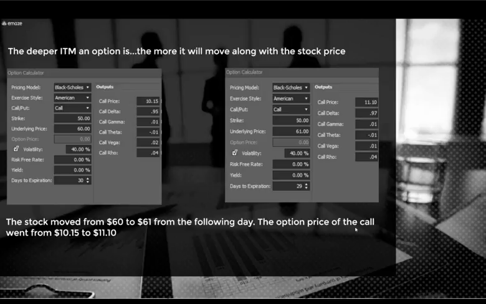On the outputs, you see that the call price is 10.15 on one side, and on the other side the call price is $11.10. Volatility is very important when we look at this. Volatility is the same, which typically it never is, but what we're focusing on is just the price difference. With all these fill-in-the-blanks staying the same, if the price moved from 60 to 61, that option went from $10.15 to $11.10.